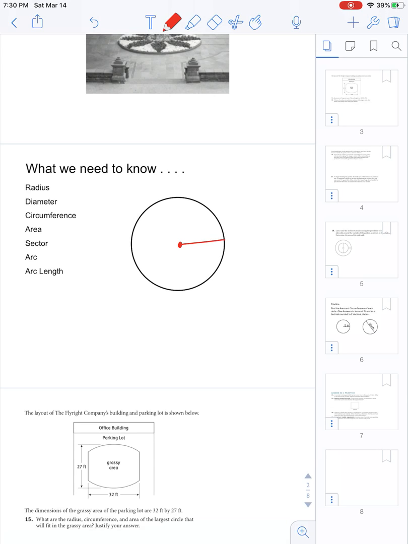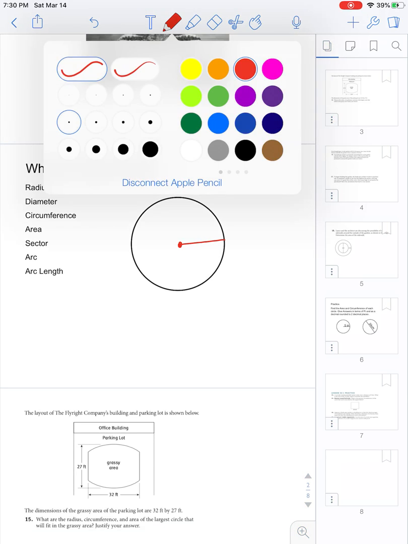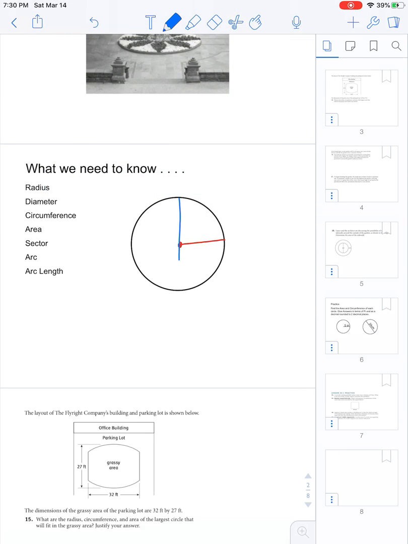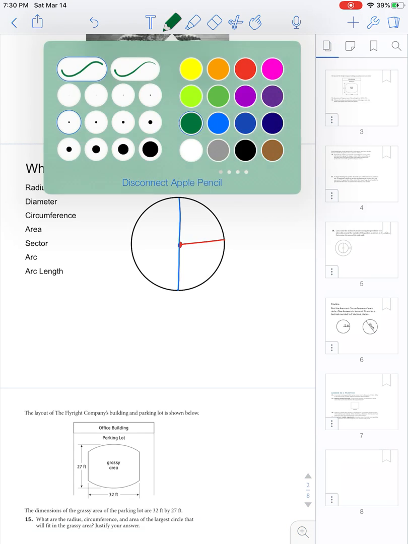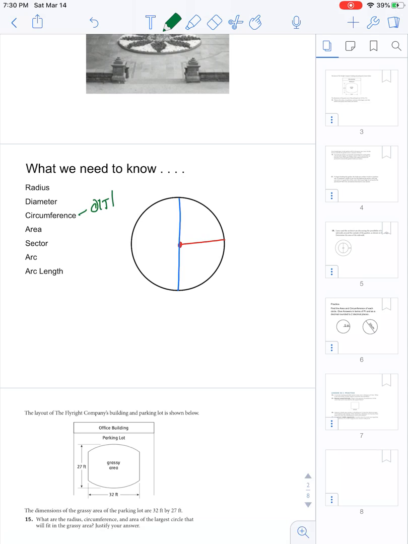We know that the radius of a circle goes from the center to the edge. We know that the diameter of a circle goes from one edge through the center to the other edge. The circumference of the circle refers to the distance around the edge of the circle. In a polygon, we would refer to this as perimeter, but technically a circle is not considered a polygon since a circle doesn't have any angles, any outside vertices, therefore we give it a separate name. But circumference is going to be this distance around the edge of the circle.